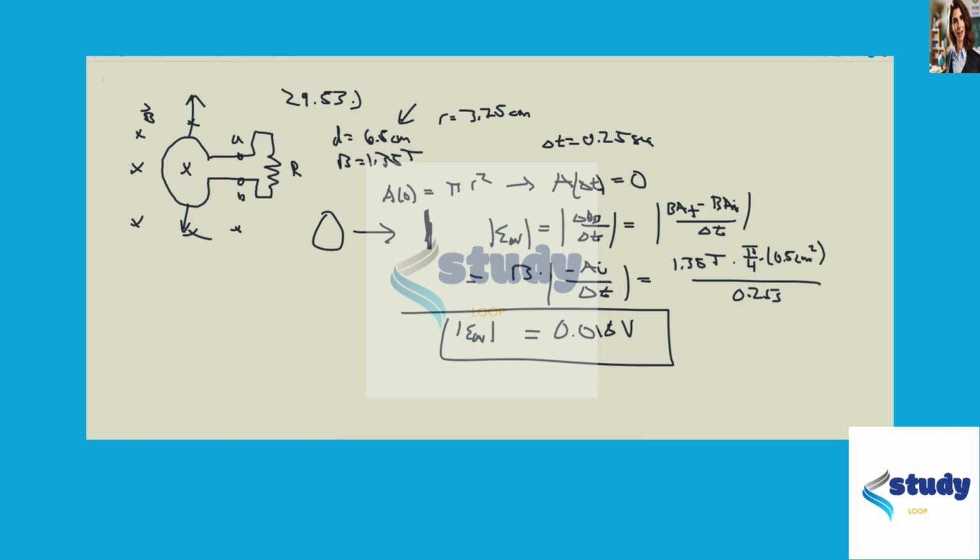Cool. So now for part B, let's figure out, does the current flow from A to B or B to A? The magnetic flux through this loop is into the page, and as the area decreases, the flux decreases. So Lenz's law says the induced magnetic field must oppose the change, which means we also want this to be into the page. So what current gives you into the page? Clockwise gives you into the page, so that means we're flowing from A to B. Cool.